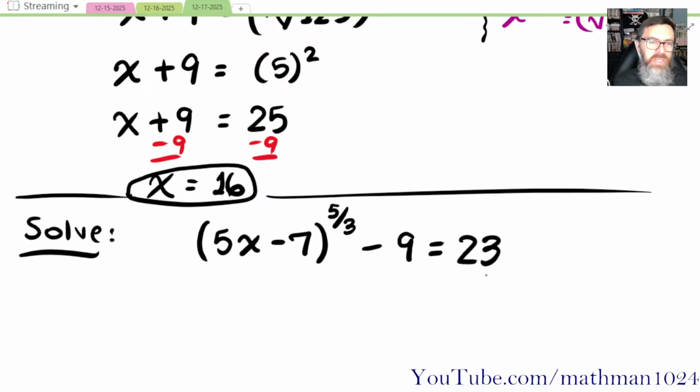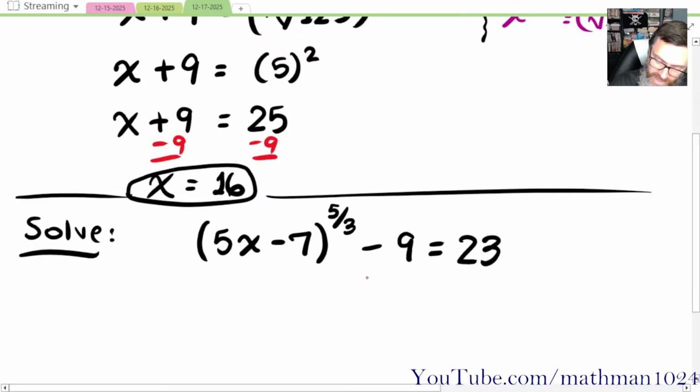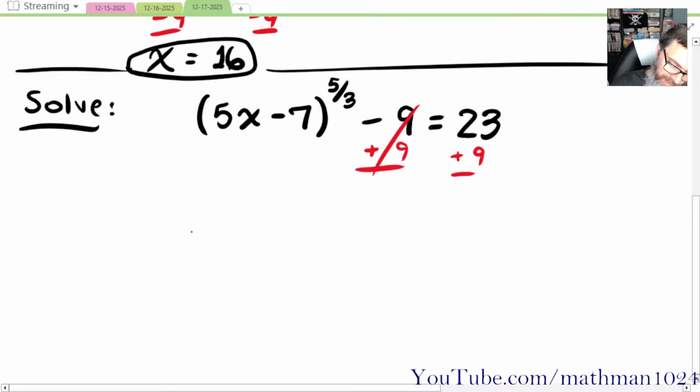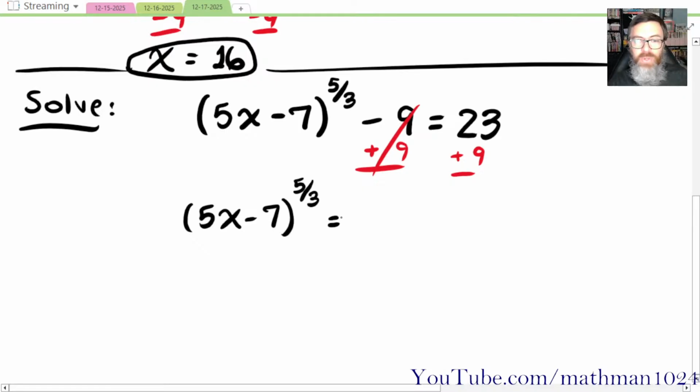The big thing that should stand out to you is the fact that we've got something in parentheses raised to a power that's a fraction. Well, a rational power indicates a radical equation, so we have to get that guy by itself and then raise both sides to the appropriate power. So let's do that. I have to first move the 9 to the other side. So you're gone. So 5x minus 7 raised to the 5/3 power equals 23 plus 9, which is 32.